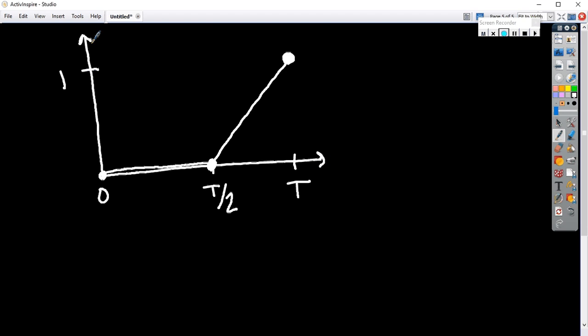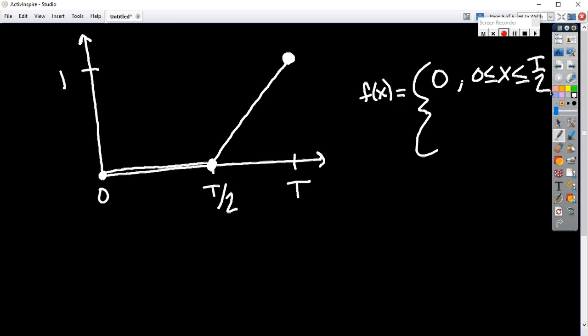What is the equation of the first line? 0. That one's easy, right? What is the domain restriction? 0 to t over 2. From 0 to t over 2. So t over 2. How about the next one?